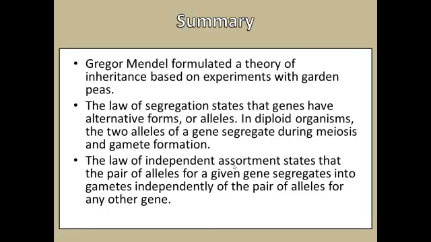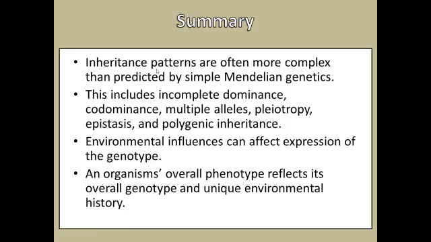The law of independent assortment states that the pair of alleles for a given gene segregates into gametes independently of the pair of alleles for any other gene. Inheritance patterns are often more complex than predicted by simple Mendelian genetics. This includes incomplete dominance, codominance, multiple alleles, pleiotropy, epistasis, and polygenic inheritance.